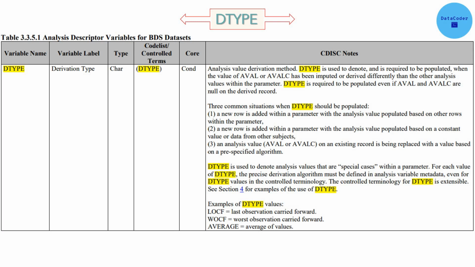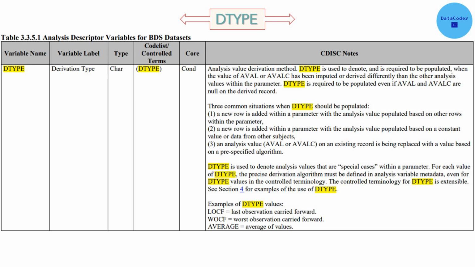A new row is added within a parameter with the analysis value populated based on a constant value or data from other subjects. Or the last point is an analysis value, AVAL or AVALC, on an existing record is being replaced with a value based on a pre-specified algorithm. So these are the three situations based on which we can derive a missing value, or replace an existing AVAL or AVALC value within a parameter.